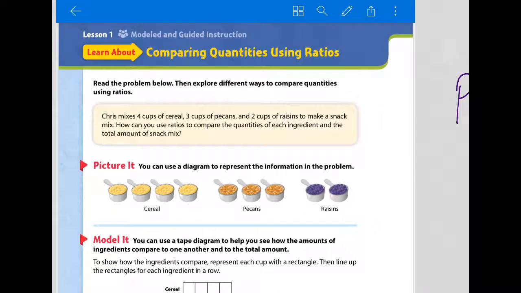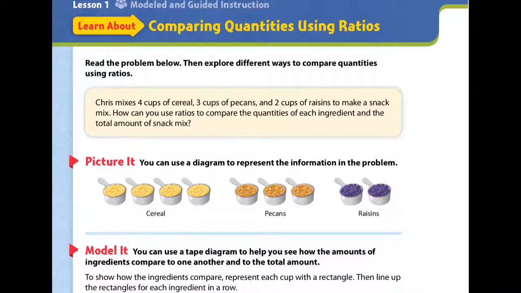So we are comparing quantities using ratios, and it says, read the problem below, then explore different ways to compare quantities using ratios. So it says, Chris mixes 4 cups of cereal, 3 cups of pecans, and 2 cups of raisins to make a snack mix. How can you use ratios to compare the quantities of each ingredient and the total amount of snack mix?